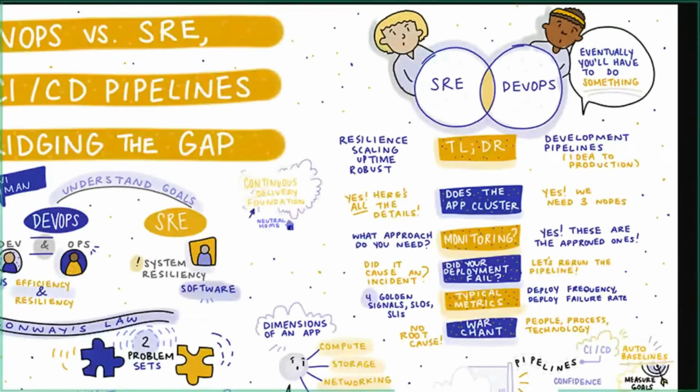Just to give you a quick example, if we are deciding what approach we need to monitor, if SRE is deciding an approach to monitor something, DevOps is telling us which tools to use or what are the approved ones to monitor, right? And if we are talking about resilience and scaling and uptime and all of those things, on the DevOps side, we are talking about how we improve the release cadence, or how we improve the CI/CD pipeline, and so on, right?